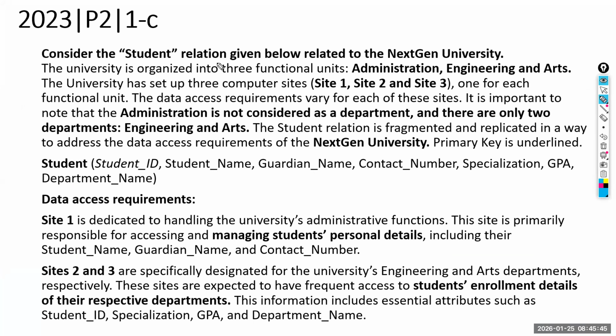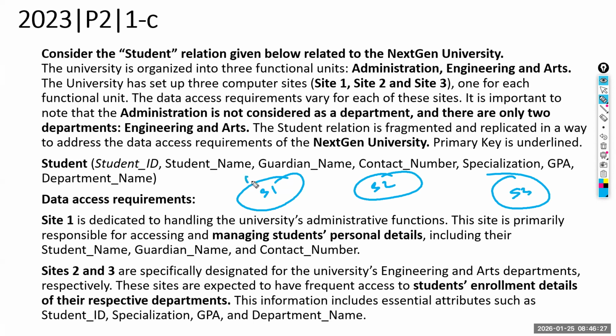So consider the student relation given below related to the next-gen university. The university is organized into three functional units: administration, engineering, and arts. The university has set up three computer sites: Site 1, Site 2, and Site 3. You can see it's a lengthy question. One for each functional unit. The data access, that means probably administration, engineering, and arts.